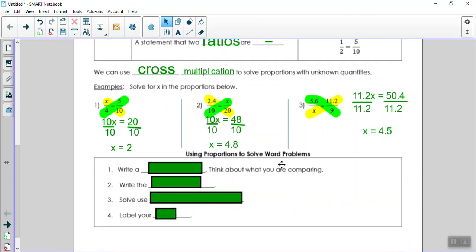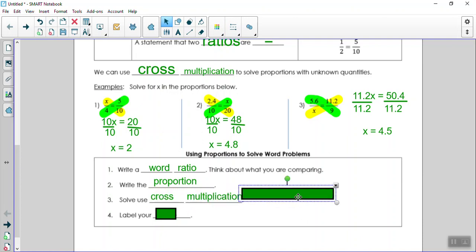So when we write our proportions to solve our word problems, the first thing I'm always going to want you to do is write a word ratio. Okay, and I'll explain what this is in a minute, but really you want to think about the two things that you're comparing and set up a word ratio to help you plug in your numbers. But then, of course, we're using proportions to solve, so you want to write your proportion. I want to see your full proportion. Where is your x? What are you cross multiplying? Okay, you're going to solve using your cross multiplication.